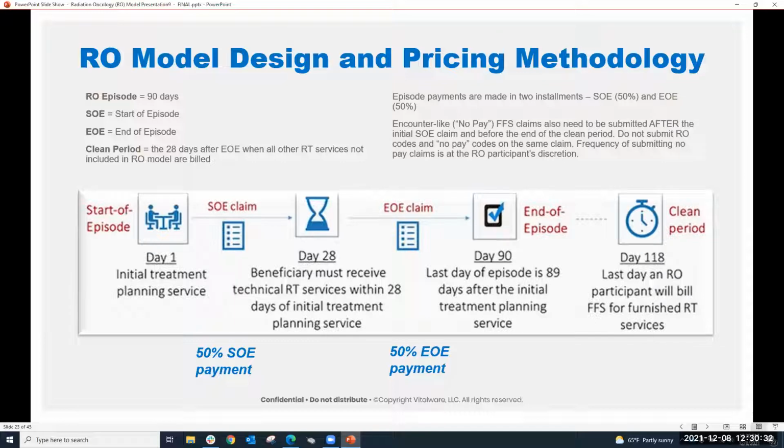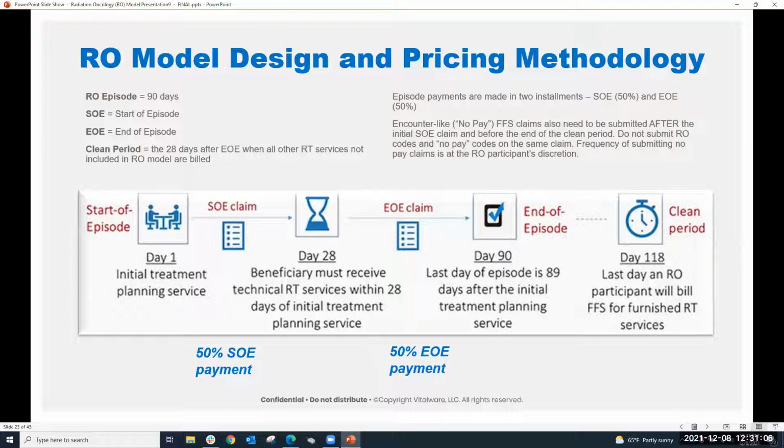And then by day 28, the patient has to receive those technical services. If they don't receive those services by day 28, it's going to be considered an incomplete episode, and CMS is going to revert it to fee for service. And then that'll also put you at risk for losing some of your payback money that I went over in the previous slide. So you really want to make sure that those services are provided within those 28 days.